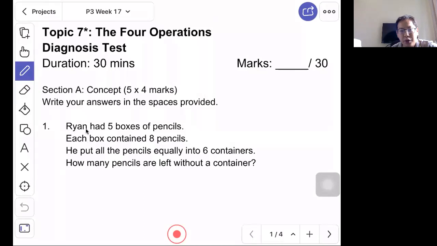Ryan had 5 boxes of pencils. Each box contained 8 pencils. He puts all the pencils equally into 6 containers. How many pencils are left without a container? So with that, Mr. Tan gives you 3 minutes, including the model drawing, starting now.